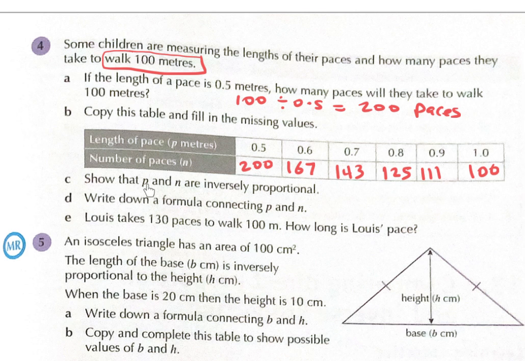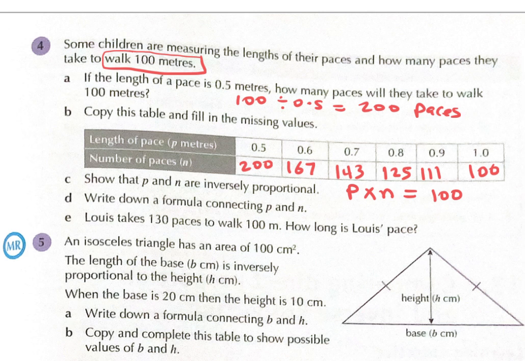Show that B and N are inversely proportional. How to prove that they are inversely proportional? The product is constant. If you multiply B by N, you get 100. So when we multiply B times N, we get the same number, which is 100.